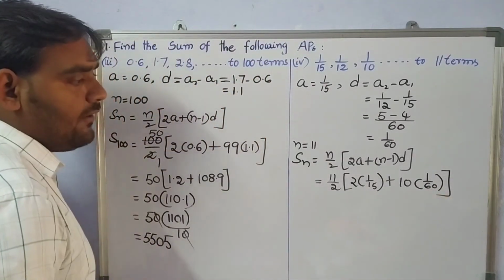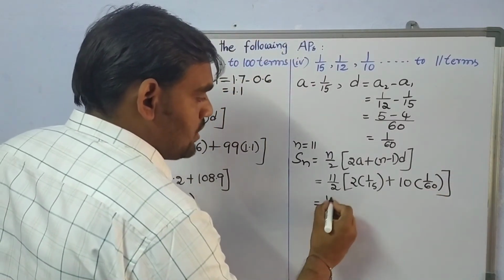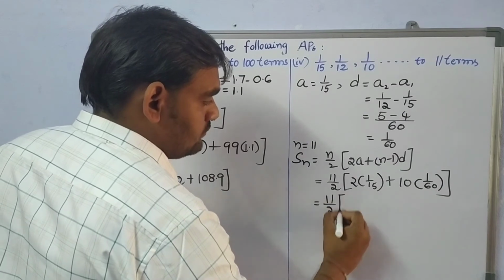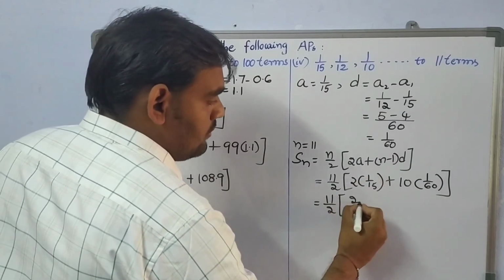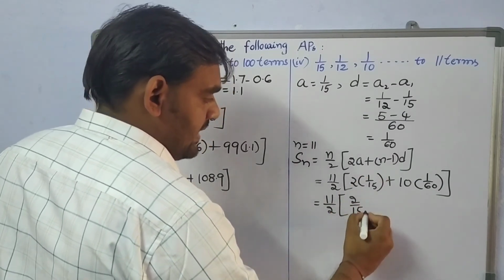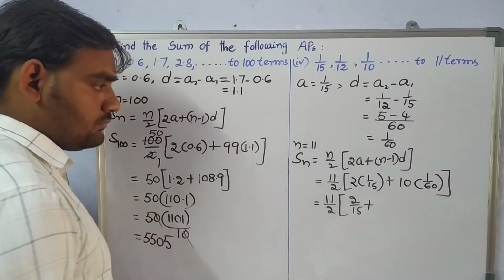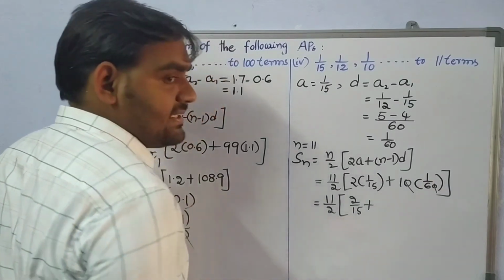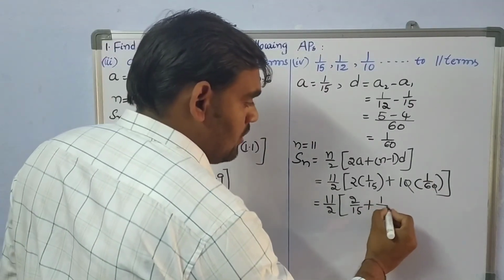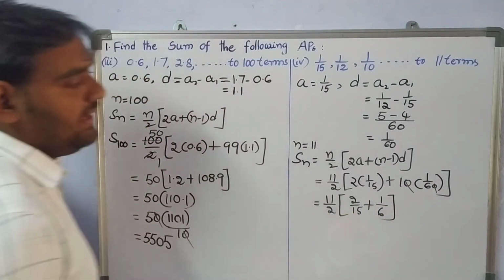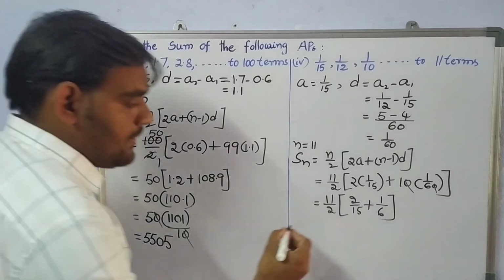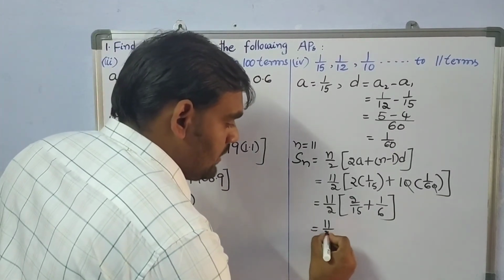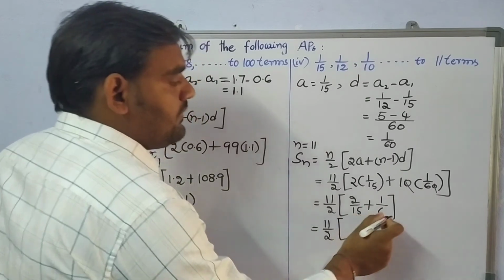Is it clear or not? After that, 11 by 2 into 2 by 15 we will get. Next, plus 10 into 1 by 60. These two things get cancelled. Now the value is 1 by 6. After that, 11 by 2 into, see here, 2 by 15 plus 1 by 6.